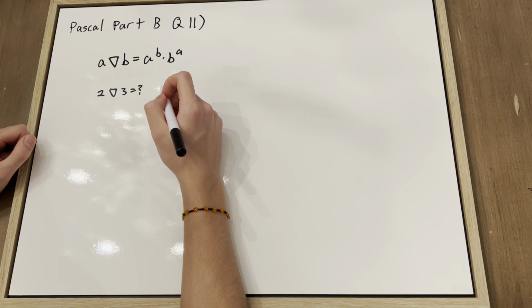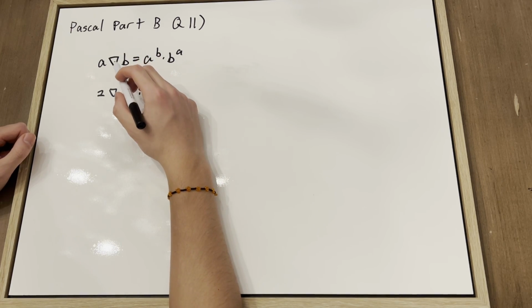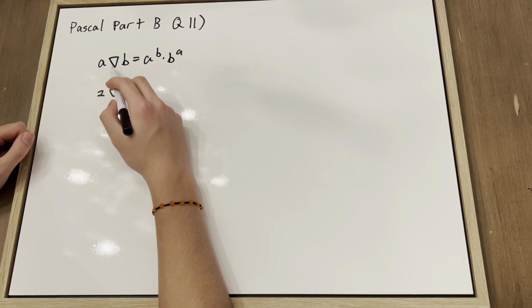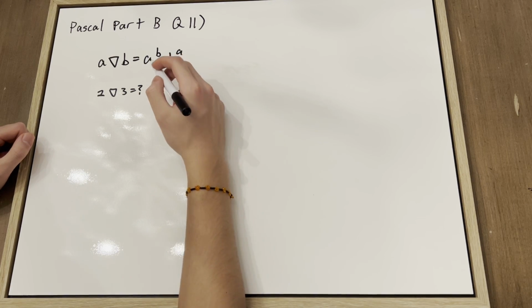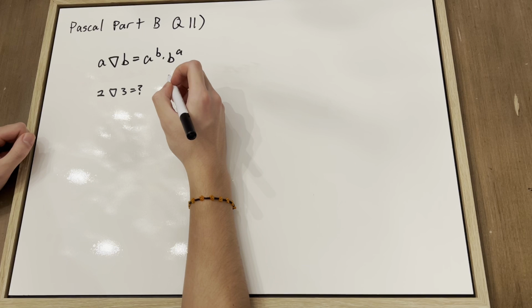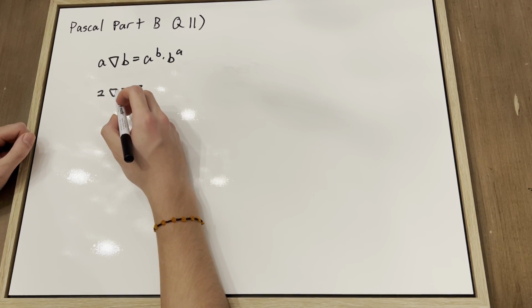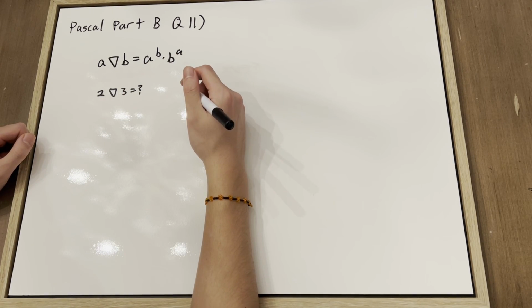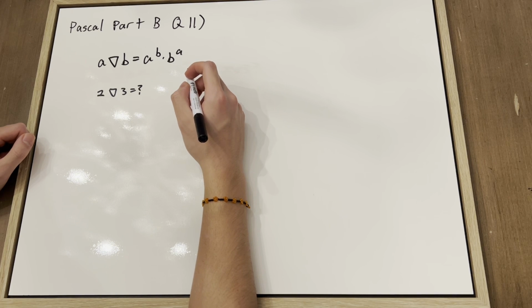The first question we're going to work on is question 11 from the 2021 Pascal competition. We're given an operation, the upside down triangle, where A upside down triangle B outputs A to the B times B to the A. So what we're asked is, what do we get when we have 2 upside down triangle 3?